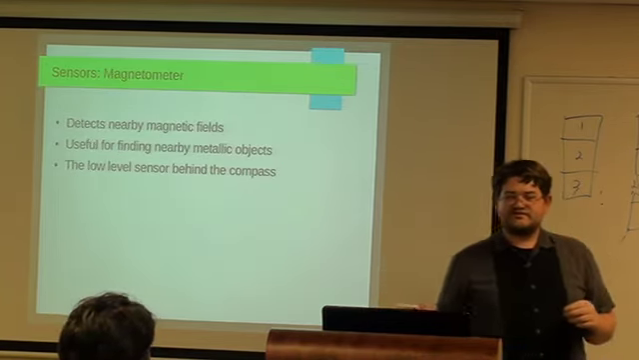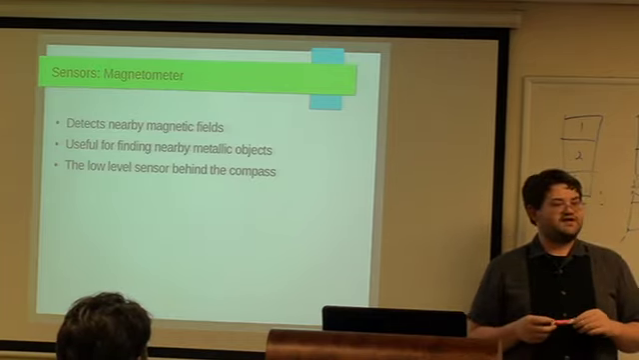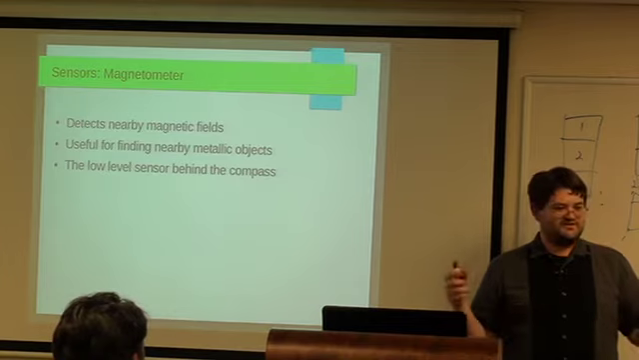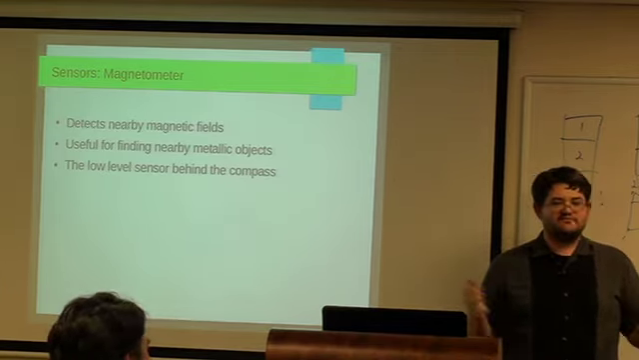Magnetometer. Basically, a magnetometer detects nearby magnetic fields. It's useful for picking up nearby magnetic junk on the beach. Yeah, metal detector.